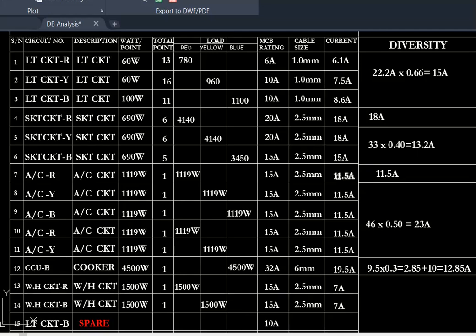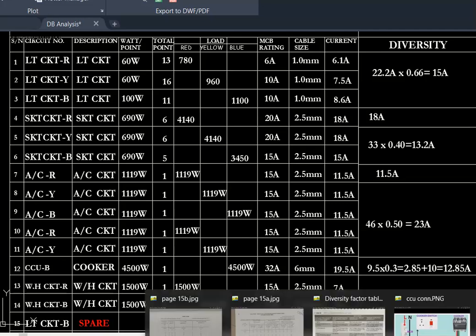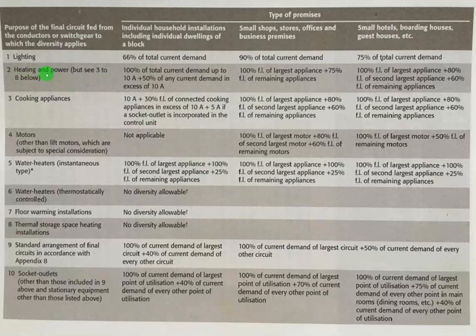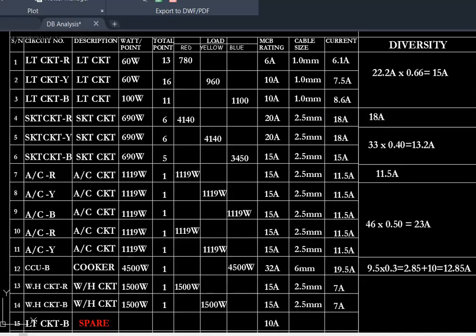All right, so now come back to the power. The power, 1, 2, 3, 4, 5. We have 5 power circuits. So go back to the diversity factor. Come back to this heating and power. Now the first power circuit is going to be 100%. Then the rest is going to be 50%. So go back again. This is 11.5. So the circuit one of the AC is going to remain the way it is. Then the rest, being 1, 2, 3, 4, that is 4 AC, we're going to apply 50%.